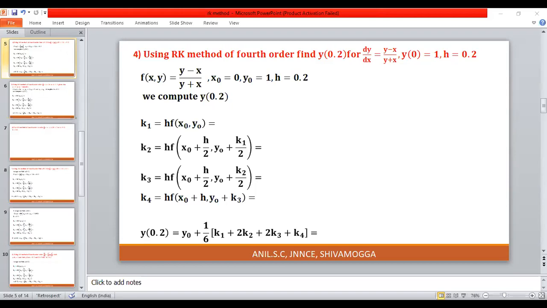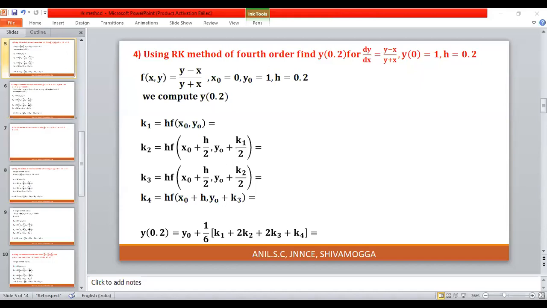This is a question paper problem, January 2020 question paper. Using the RK method of fourth order, solve dy by dx plus y is equal to 2x at 1.1, given that y is equal to 3 and x is equal to 1 initially.